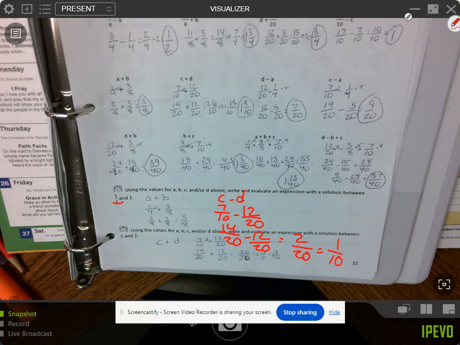1/10 is smaller than 1/2. So that would not work because it's going too low. We want the answer to be bigger than 1/2. Do you see why that wouldn't work? Yeah. Okay.